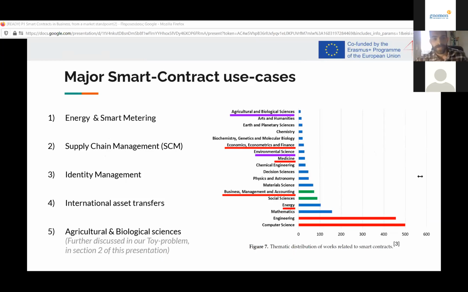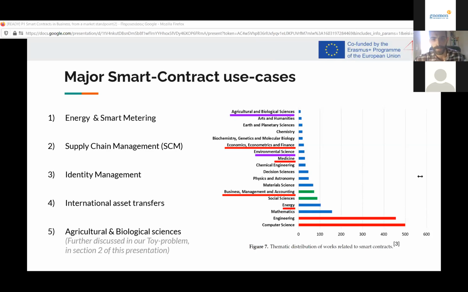In order to be specific, we have to identify the major smart contract use cases in applied operations. I'm going to use some results of the work by Salmerón Manzano and Manzano Gugliaro that has been published last year, where they ran specific analysis in the large database of Scopus. As we can see in the figure, they found that computer science, engineering, and mathematics had the majority of the use cases in the papers that have been found, something which can be described as obvious.